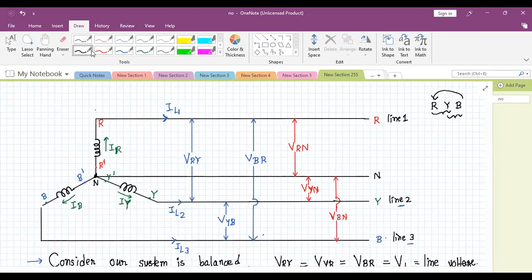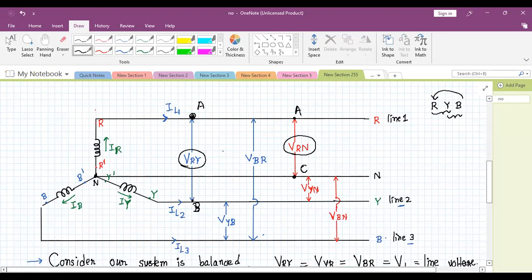Here, VRY is a line voltage, and VRN is a phase voltage. But you can see that VRY is the voltage between point A and point B, and VRN is the voltage between point A and, for example, point C. So from the diagram, can I say VRY is equal to VRN? No. Why? Because both are at different terminals.